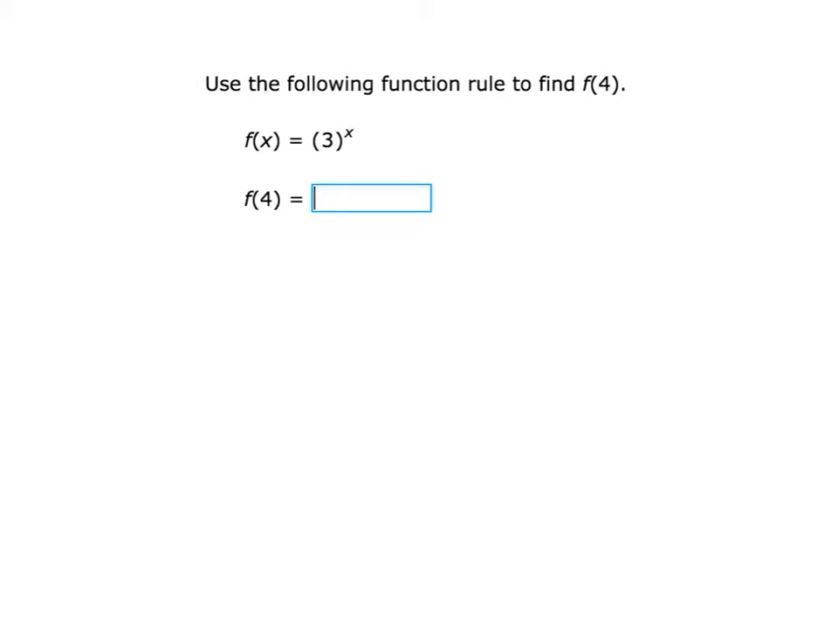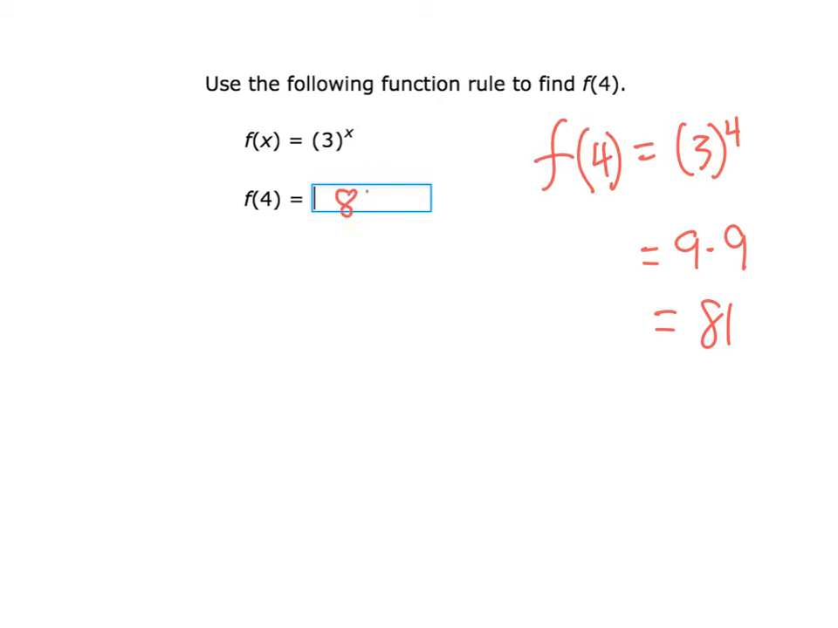Find f of 4 if the function is defined as 3 to the x. So f of 4 is basically like finding the value of 3 to the 4. And 3 to the 4th is 3 squared times 3 squared, which is 9 times 9, or 81. Of course, when we get into bigger numbers here, you're certainly going to want to use a calculator. I think you guys will zip through this first topic pretty quickly without too much trouble.